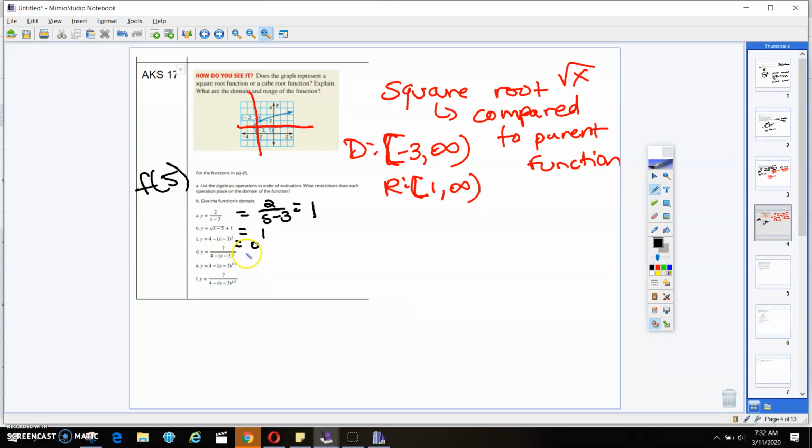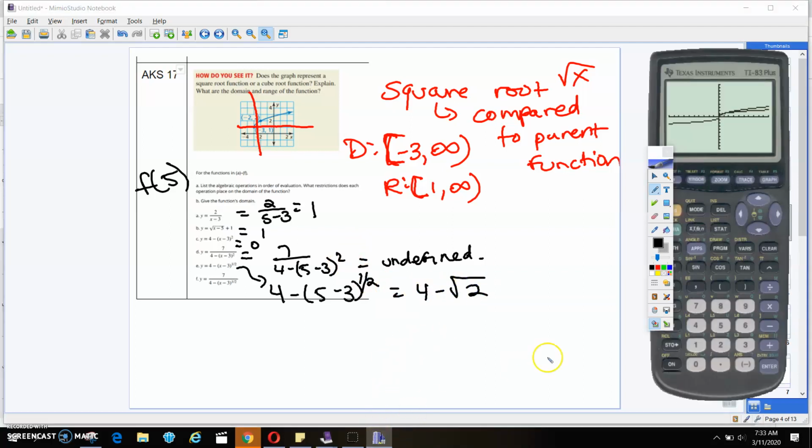If I plug it in here, I get 7 divided by 4 minus 5 minus 3 squared. So that's going to give me 7 divided by 2 squared, which is 4. 4 minus 4 is 0. So this is actually going to give me an undefined answer, right? And then we're going to plug in 5 for this one. So we're going to get 4 minus 5 minus 3, and we're going to take the square root. That raised to the 1/2 power is a square root. So 5 minus 3 is 2. So we're going to get 4 minus square root of 2.